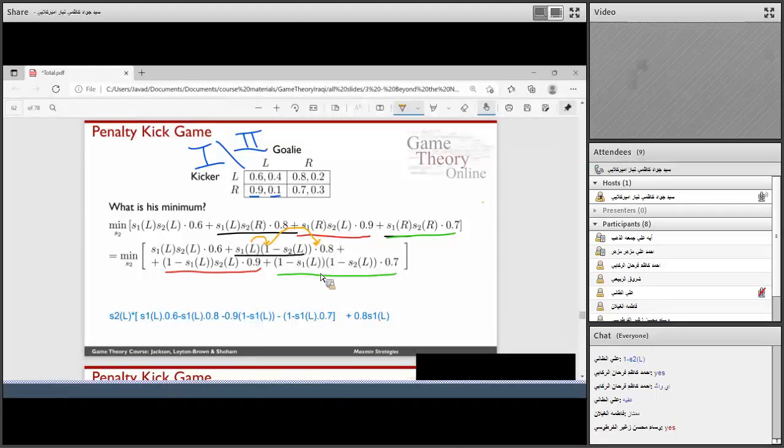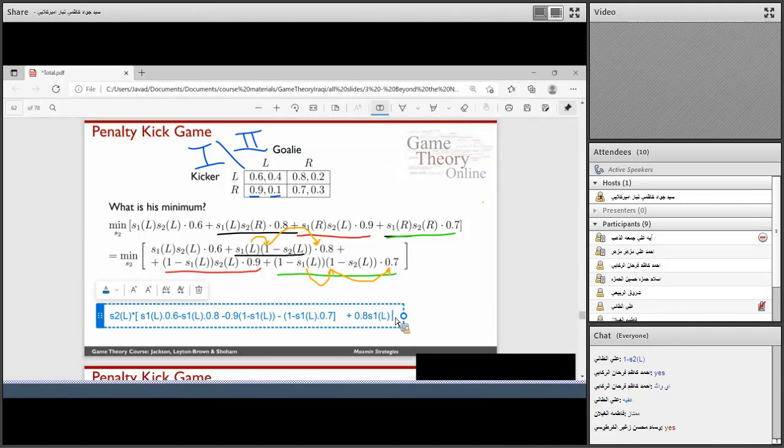There's another one that only has S1 of L in that. It would be this times this, and then times this. So that would give me minus 0.7 S1 of L. Okay? So that would essentially be 0.8 minus 0.7 times S1 of L. Right?